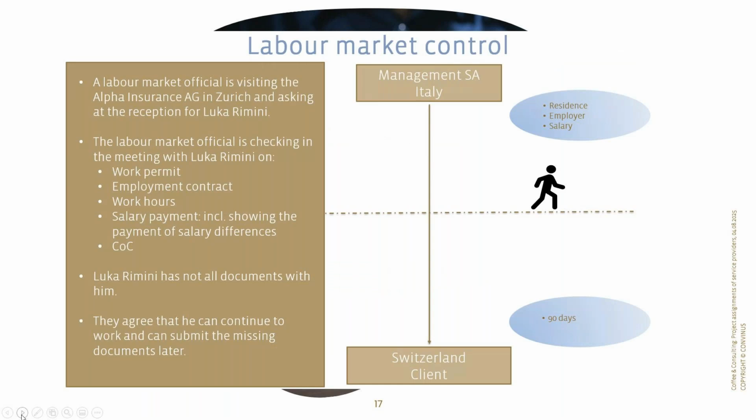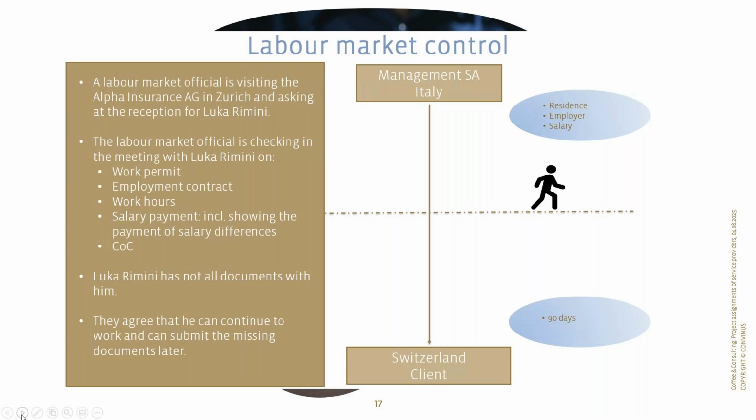The last point in our sample is about the labor market control. A labor market official is now visiting the Alpha Insurance AG in Zurich and asking at the reception for Luca Rimini. The labor market official is checking his work permit in the meeting with Luca Rimini. He's asking for the employment contract, asking how many hours he has actually worked every day, so timesheets. He wants to see his pay slips as well, to see whether any salary difference had been paid, as well as the certificate of coverage.